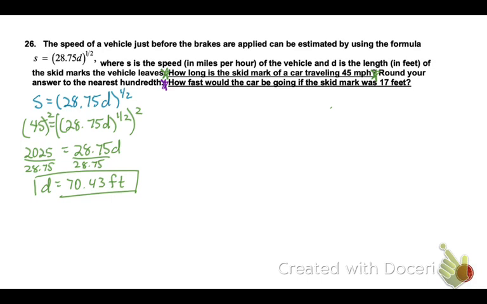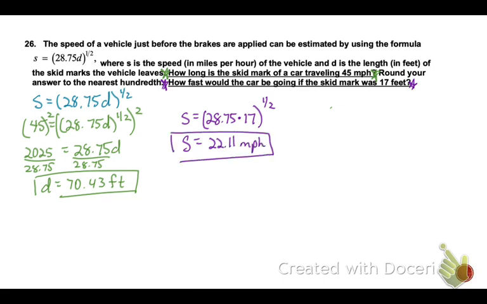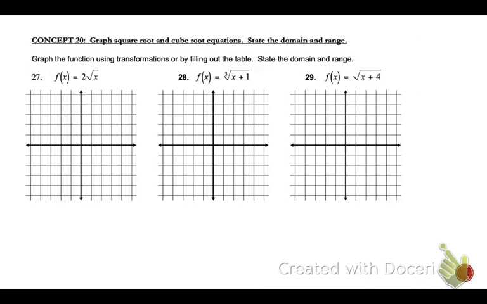I'll do that in purple. How fast would the car be going if the skid mark was 17 feet? So now we're going to be solving for S and plugging in 17 for D. So S equals 28.75 times 17 raised to the 1/2 power. Simply do that on your calculator, and let's round to the second decimal place. So approximately 22.11 miles per hour.